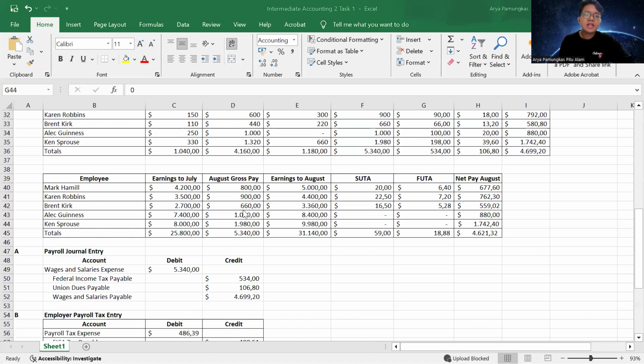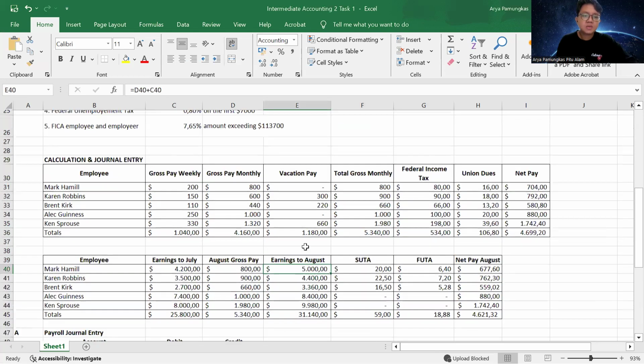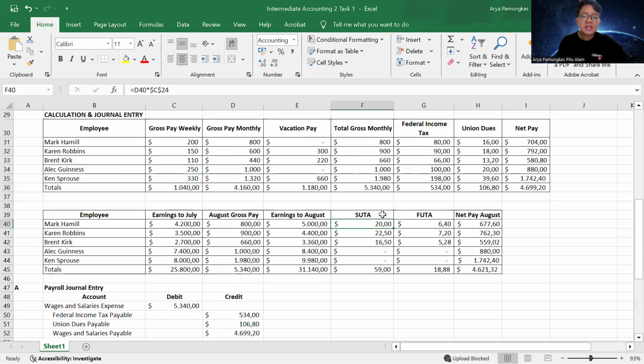Other than Ken Sprouse, Alec Guinness also has earnings in July exceeding $7,000. So we don't have to count the SUTA and FUTA for Alec Guinness and Ken Sprouse. As for the SUTA for Mark Hamill, we're gonna multiply this by 2.5%, and we will get the SUTA for $20. As for Karen Robbins, the SUTA is $22.5. And lastly, for Brent Kirk, the SUTA is $16.5.